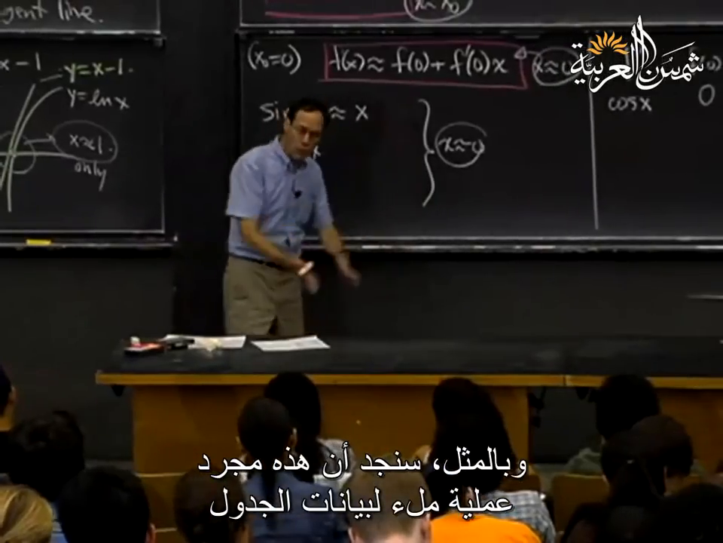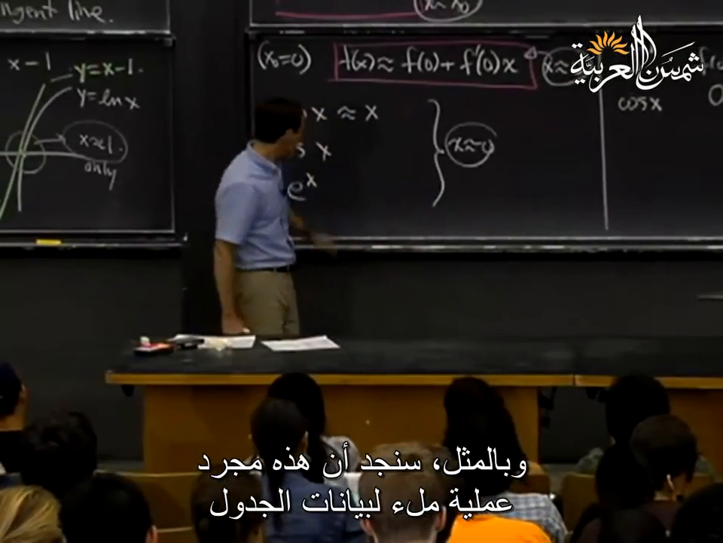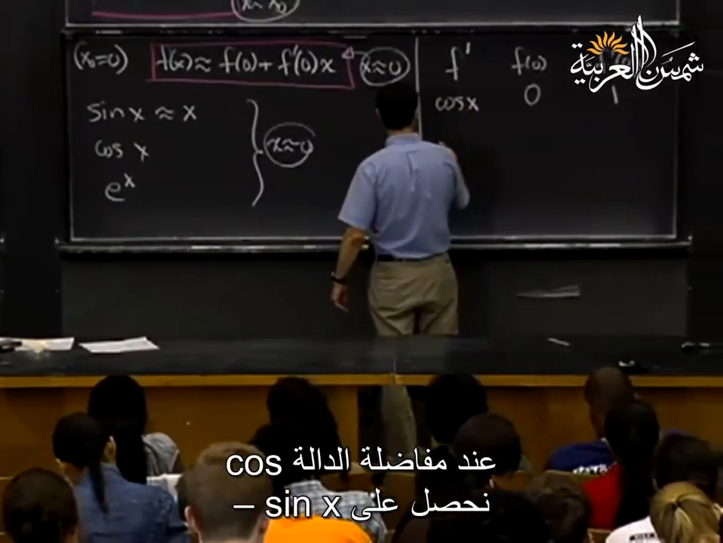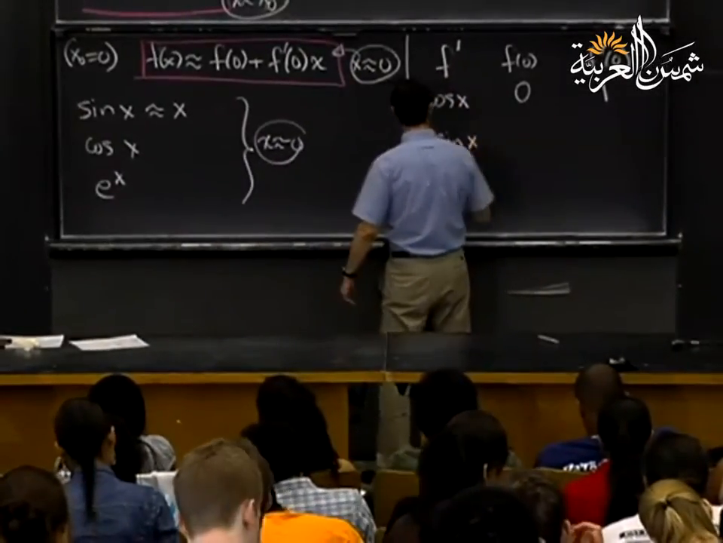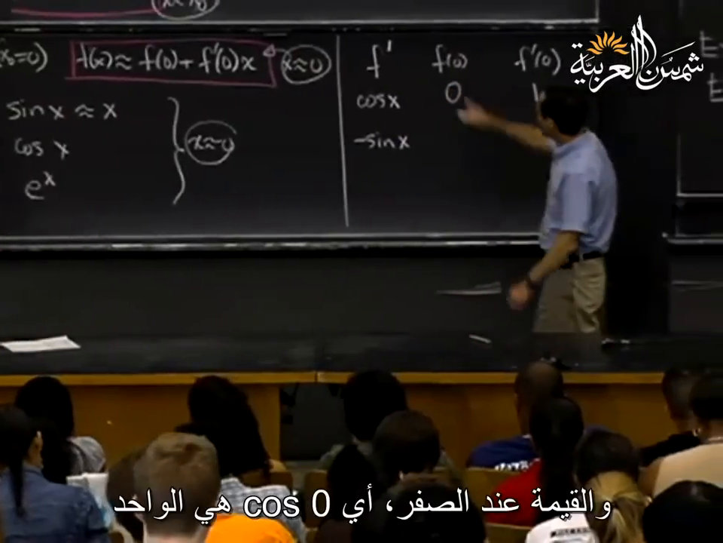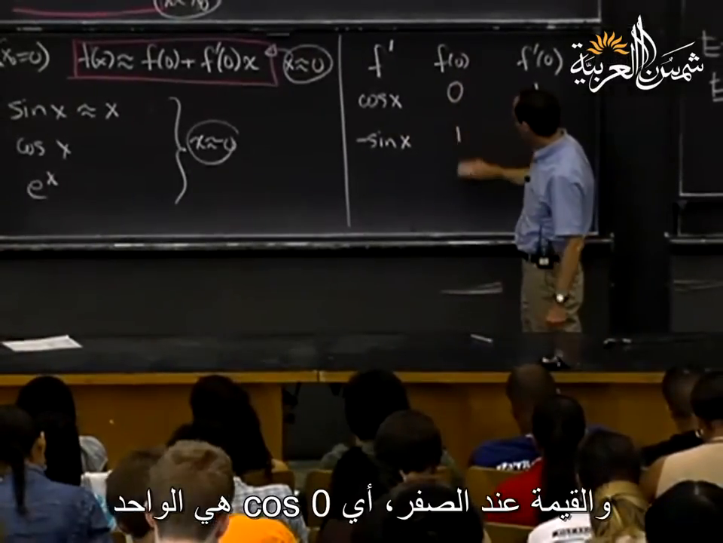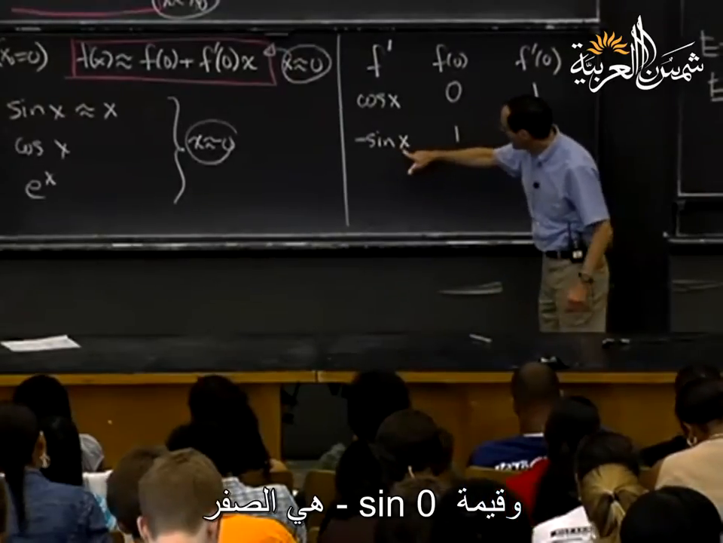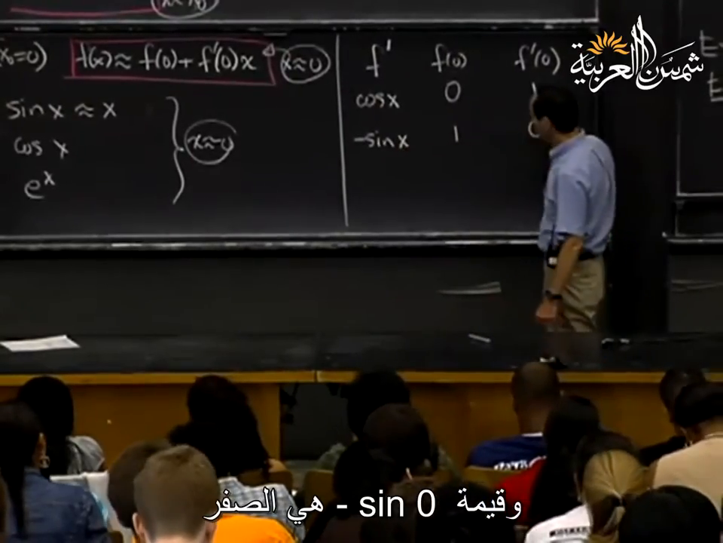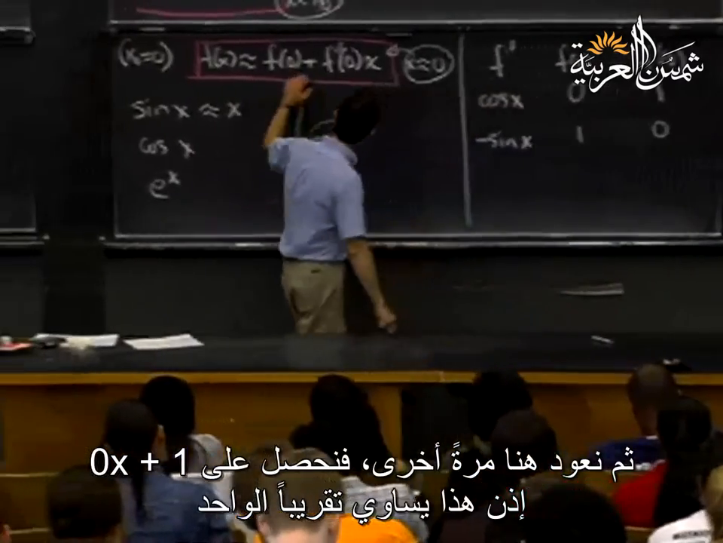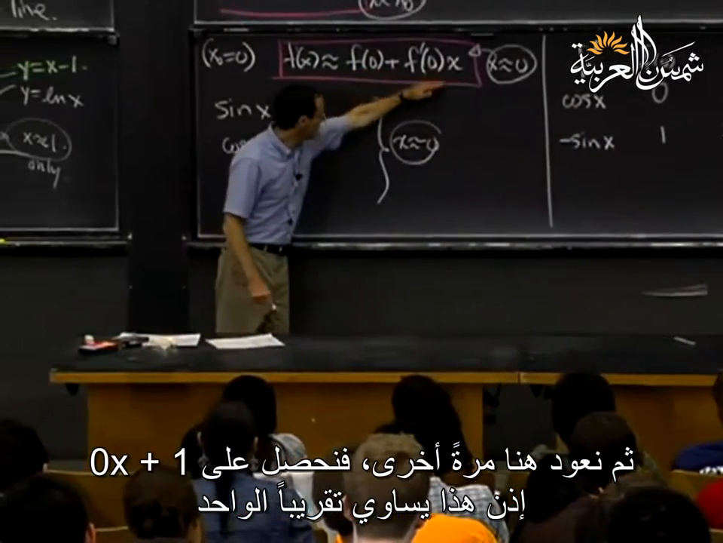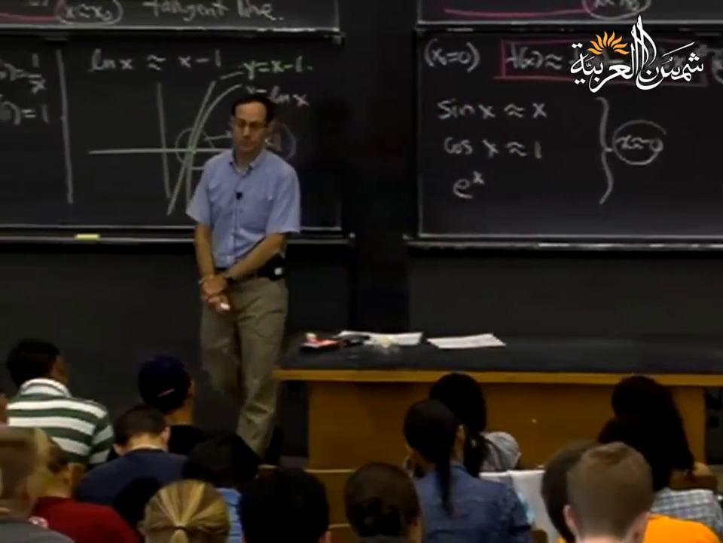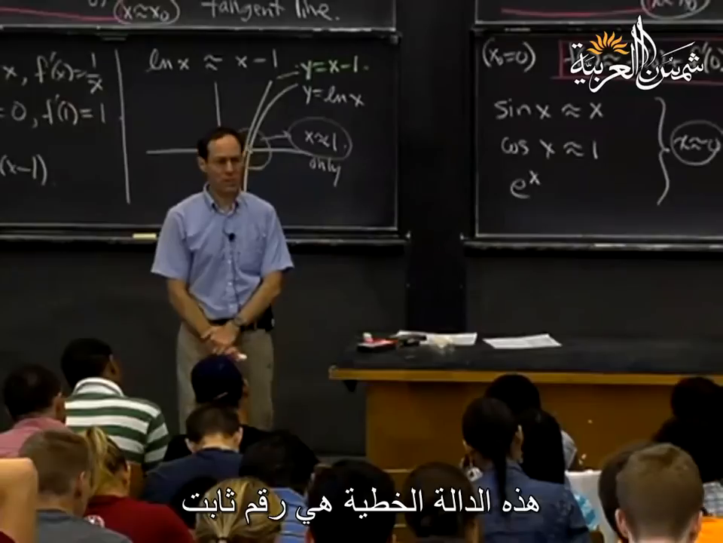Similarly, now this is a routine matter to just read this off this table. We'll do it for the cosine function. If you differentiate the cosine, what you get is negative sine x. The value at 0 is 1, so that's cosine of 0 at 1. The value of the minus sine at 0 is 0. So going back over here, this is 1 plus 0 times x, so this is approximately 1. This linear function happens to be constant.